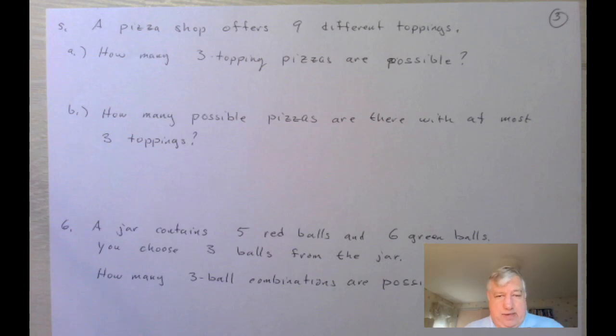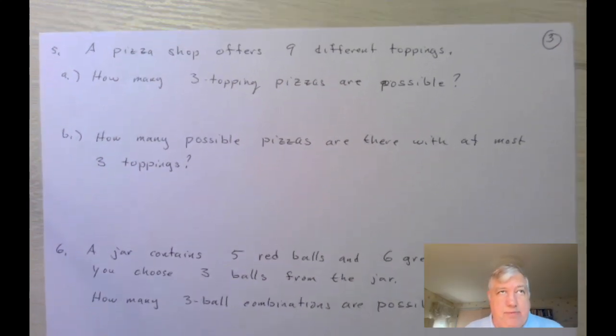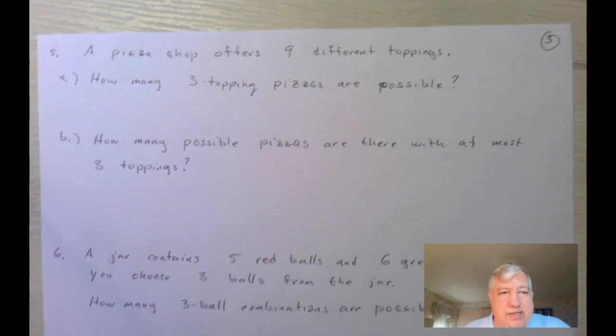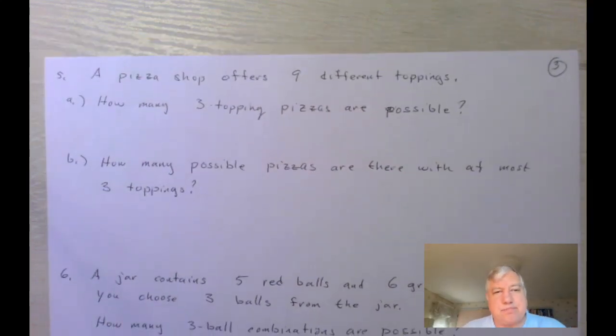Hi everybody. So now that we've shown you the formulas to compute permutations and combinations, we want to do a few more examples here on our notes. So let's go back to talking about pizzas, number 5 here. How many 3-topping pizzas are possible if a pizza shop has 9 different toppings? Well, you're just choosing 3 of 9, and we don't really care about the order, right?